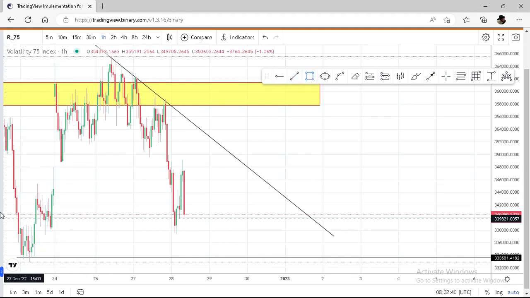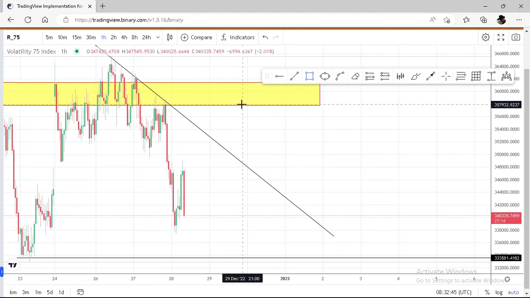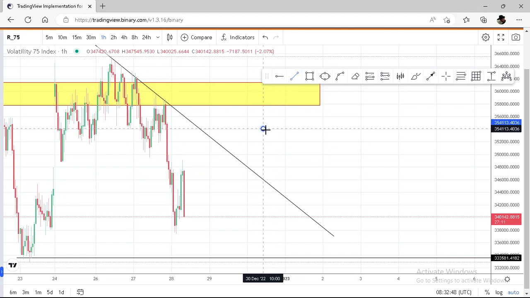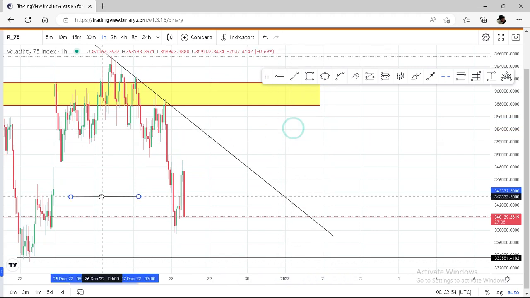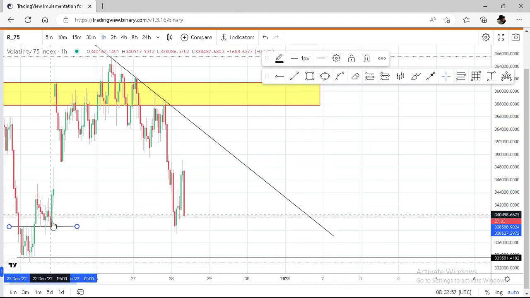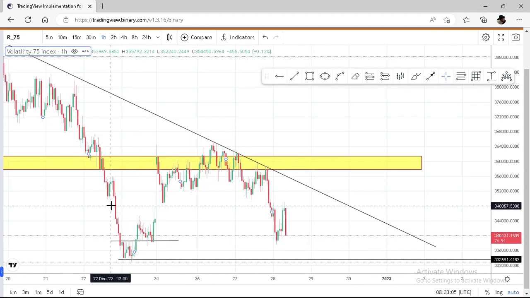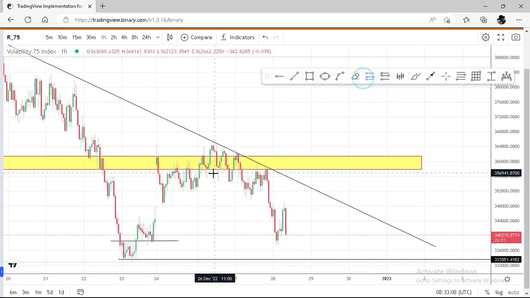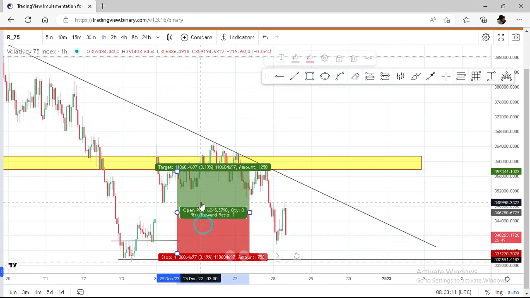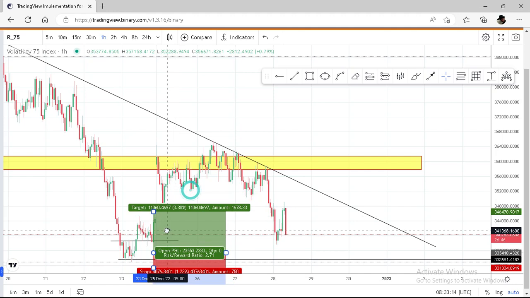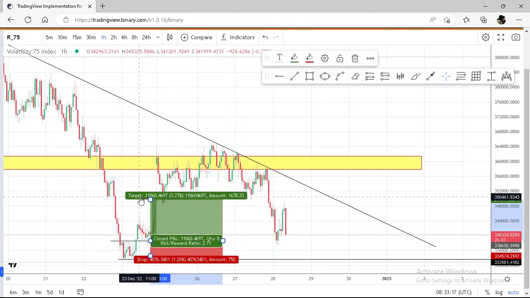So what else do we have? Here we had a W. That's my favorite pattern that I normally trade. So we have a W pattern which was also retested, then it pushed up. As you can see, since we had that W, I was gonna place my entry there, then use this area as my TP.